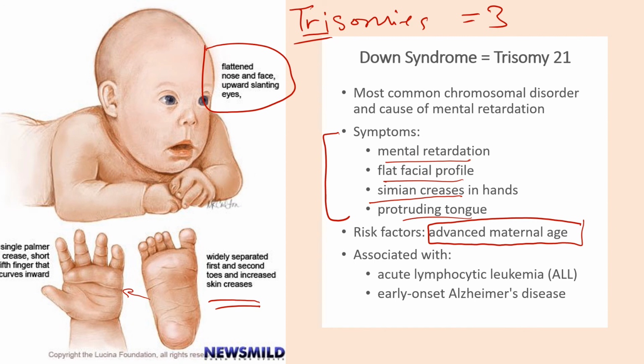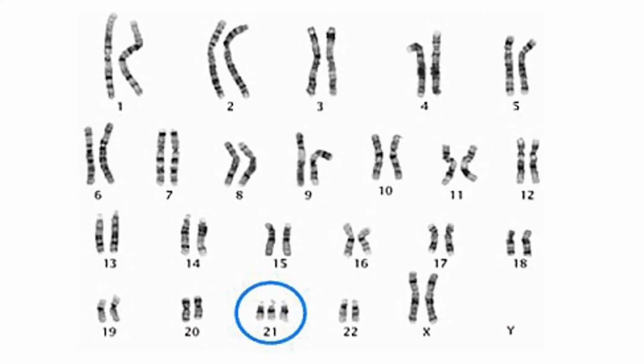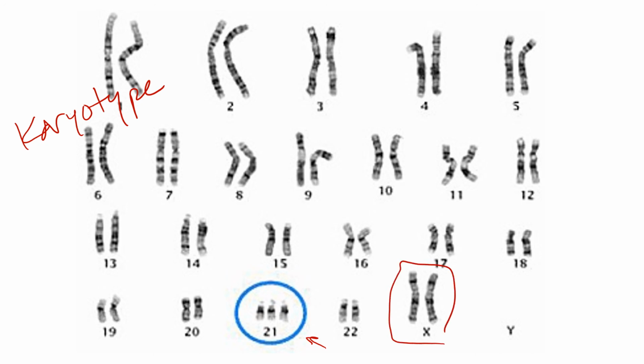It's associated with two conditions. The first is a type of cancer called ALL, or acute lymphocytic leukemia, and the second is early onset Alzheimer's disease. As you can see in this karyotype, there's a trisomy 21, and this is genetically female. You have two X chromosomes.